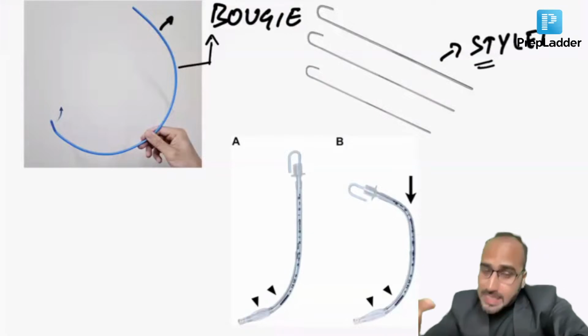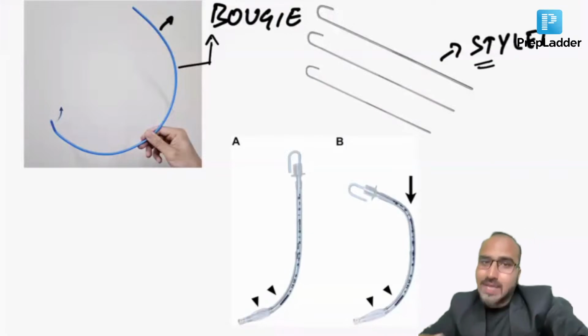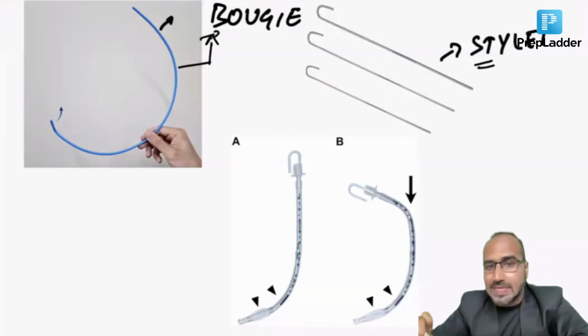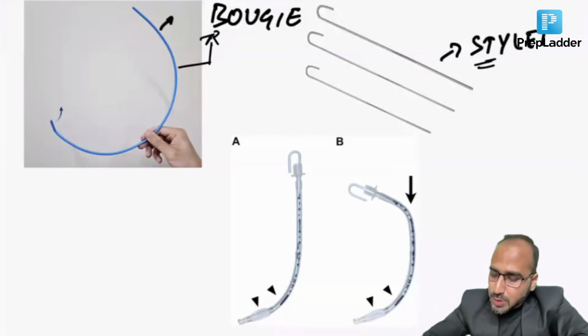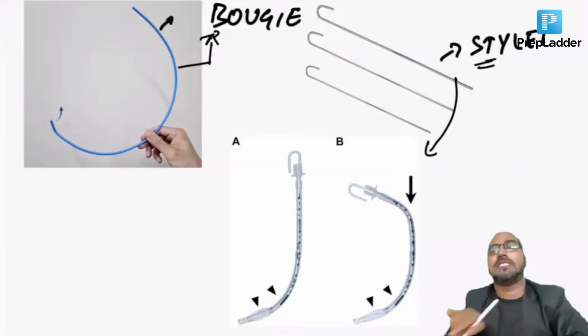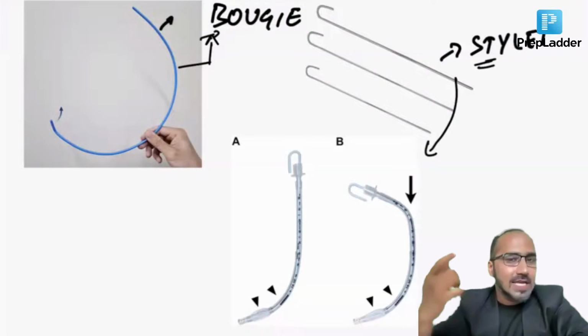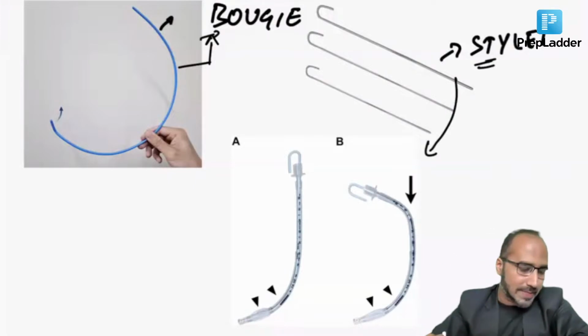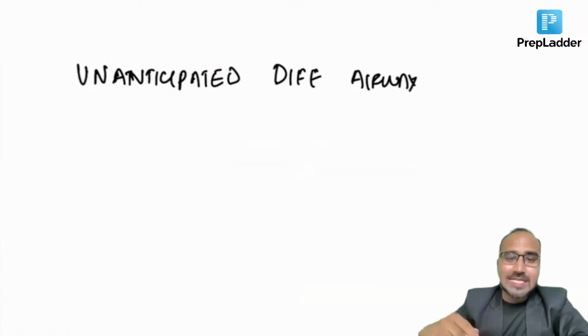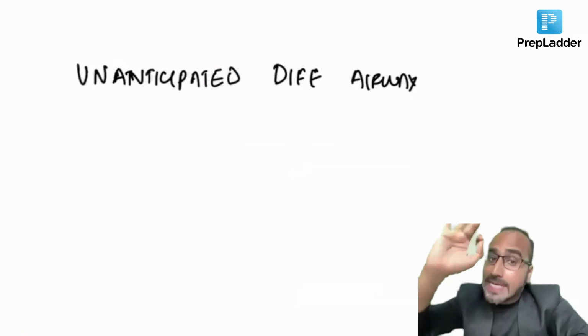So remember, in difficult airway, what are the equipments that we are discussing? The one that I showed you in the video was the bougie. Next is the stilet. You put the stilet inside the endotracheal tube so that the tube takes the shape of the stilet and makes an angle which is easy to intubate. Okay. Now, guys, next. That was for anticipated.